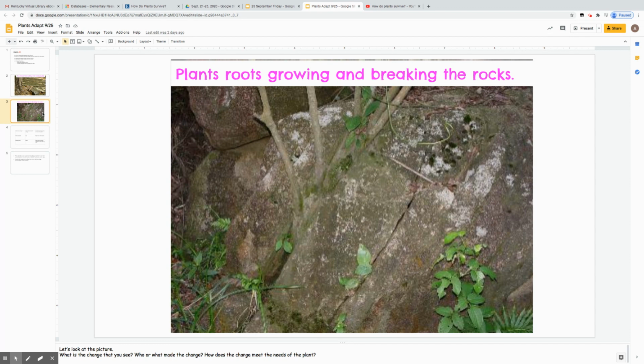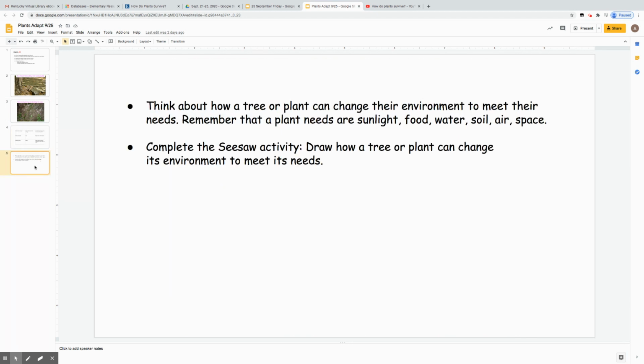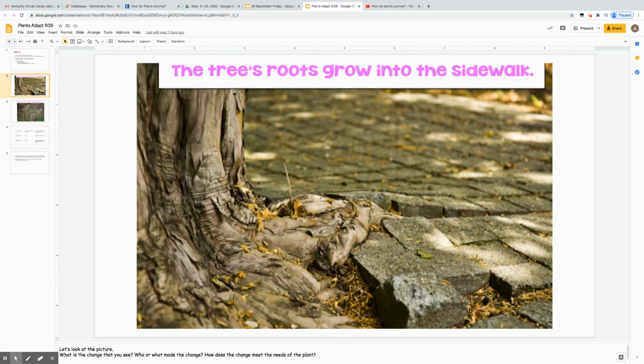Well, let's go back and talk about what the plant needs. The plant needs what? Sunlight, food, water, soil, air, and space. So let's talk about that first question that goes along with the first picture. What is the change? Let's go back and look at that picture again.